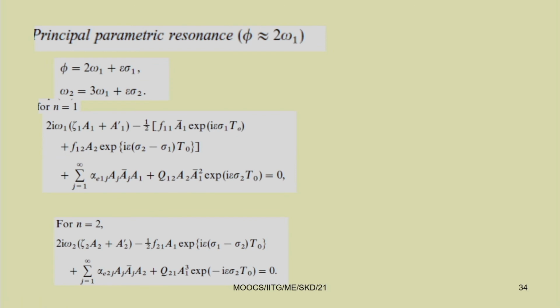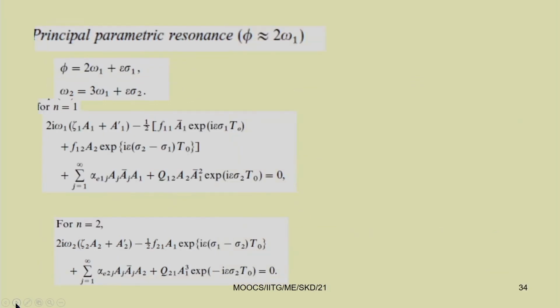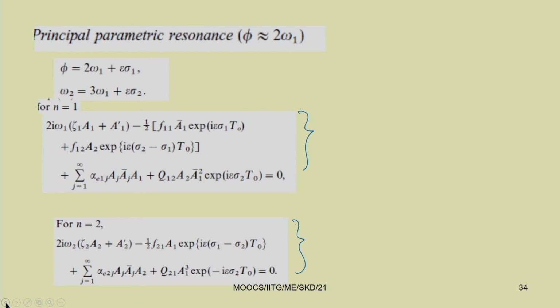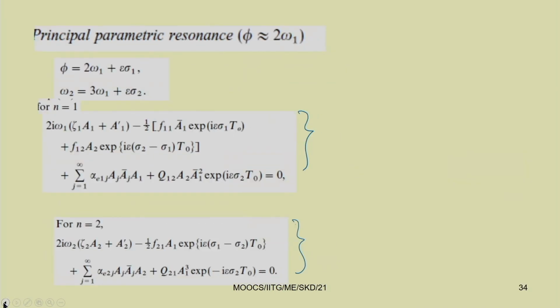If the second mode is 3 times that of the first mode, putting these equations in the previous equation, we can see there are some mixed secular terms, and they also have to be eliminated in addition to the secular terms. The resulting equations you can find here: for n equal to 1, this is the equation, and for n equal to 2, this is the equation. By substituting a_n equal to half a_n e to the power iβ, we can write the reduced equations.